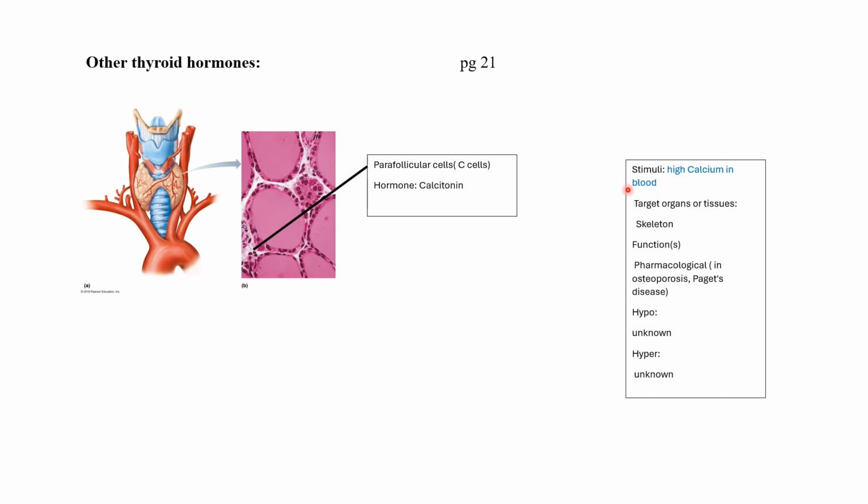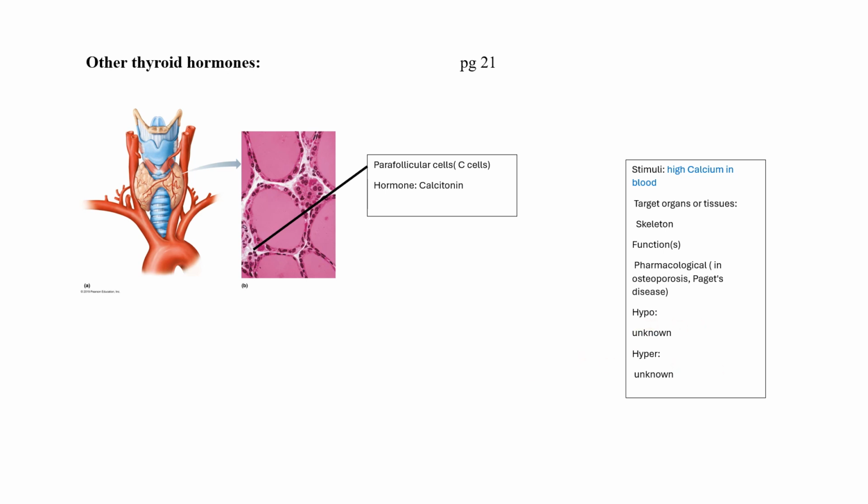Target organs or tissues are the skeleton. And what are the functions? We are not very sure about the physiological functions, but they are used in pharmacology. In pharmacology, in some diseases, this calcitonin is used. And we don't know about the effects of the hypo and the hypersecretion.